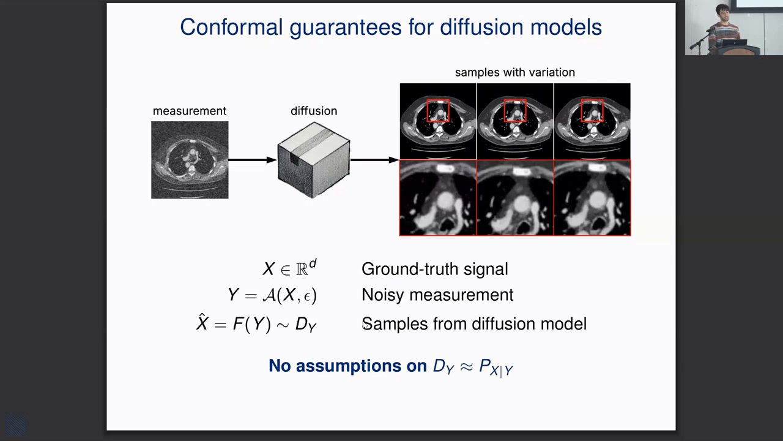So just to set up some notation, we're going to think of images or ground truth signals in d dimensions. We're going to have a forward model that is noisy with noise level epsilon, and we have access to a stochastic sampler f that solves this inverse problem. So D_y is the distribution that this model is spitting samples out from. And the best that I can hope for is that this distribution somehow was trained to approximate the true posterior, but we're not going to believe that.